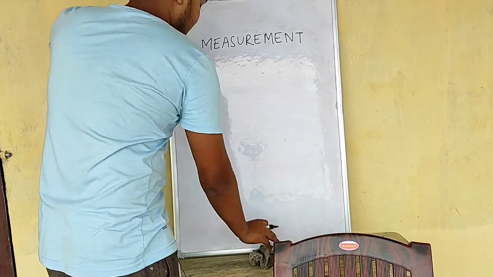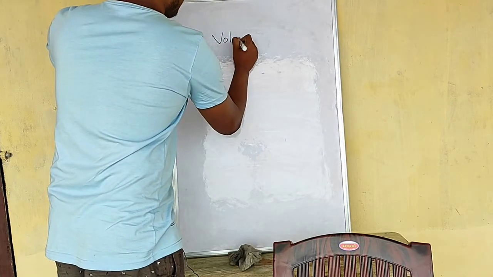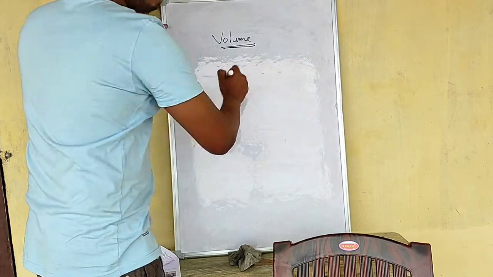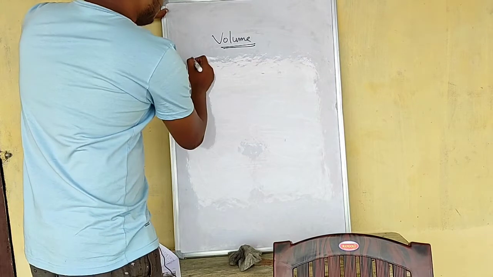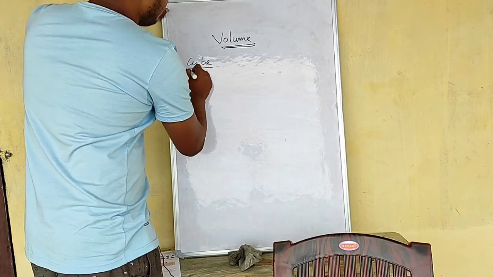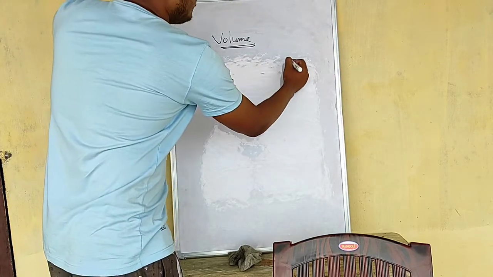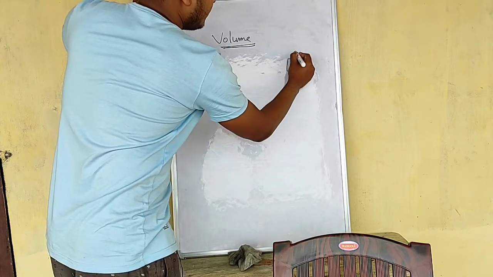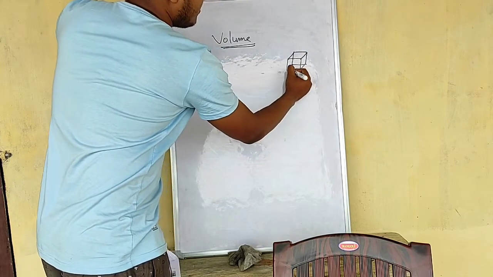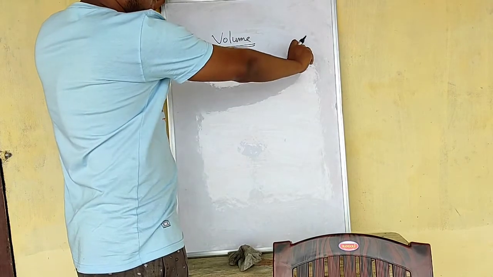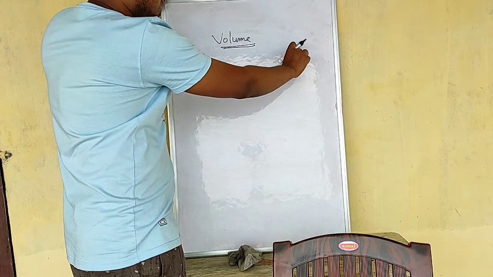Our today's part is what? Volume. So first you have to find volume of a cube. Means cube. What do you basically mean by a cube? Like Rubik's cube you have seen. This type of cube. This is a total object. We have to find the space occupied by all these objects.